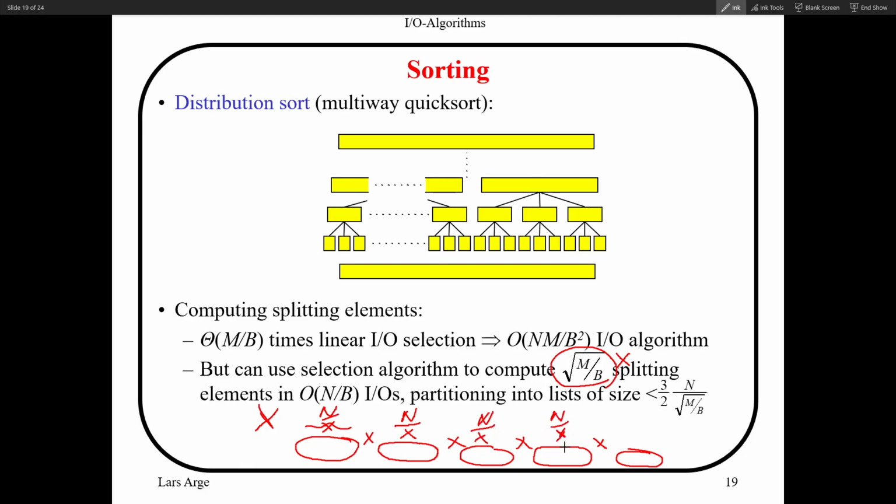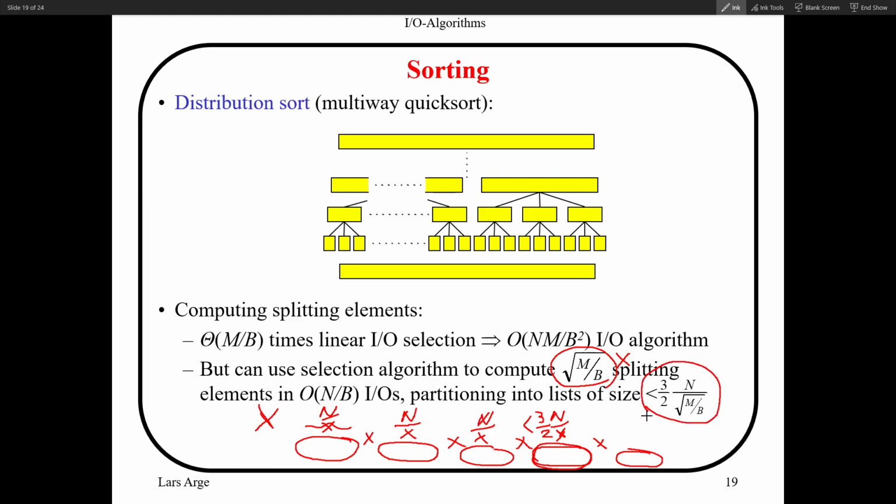What I'm looking for here is an almost perfect splitting. What I mean is that the size of each one of these lists is at most 50% larger. So this is not N over X, but at most 3/2 of N over X. So I compute slightly fewer elements, and they're not perfectly splitting.